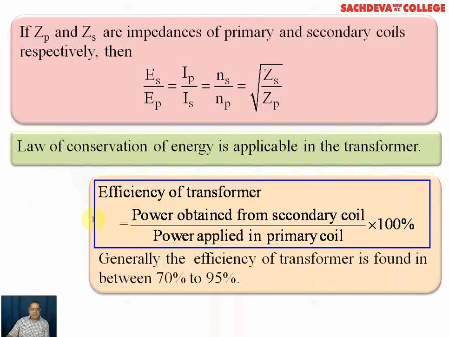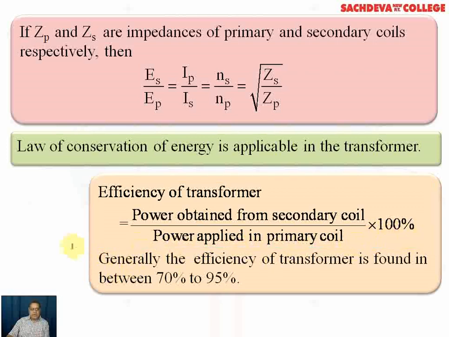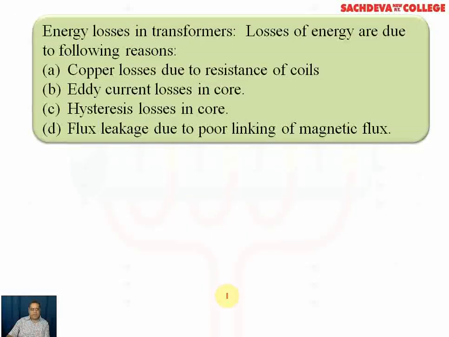So, efficiency is given by the power obtained from the secondary coil divided by the power applied in the primary coil, multiplied by 100. This way we calculate the efficiency of a transformer in percent. It varies from 70% to about 90% because the powers in primary and secondary are not a complete transformation. So, it always varies.